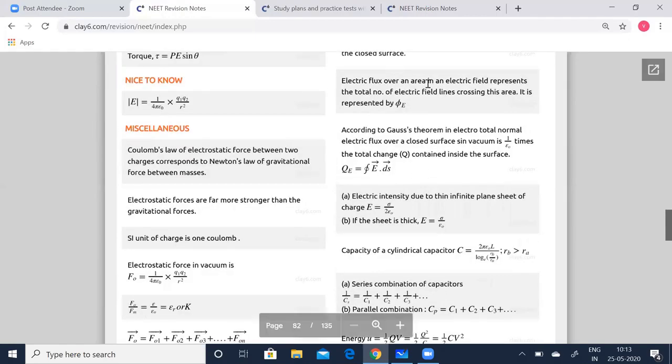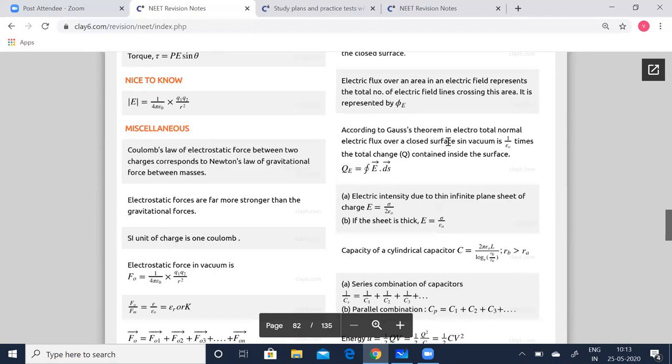Electric flux over an area in an electric field represents the total number of electric field lines crossing this area. It is represented by phi E. Don't confuse electric field and electric flux. Electric flux is the electric field lines, so electric flux is the strength of the field.